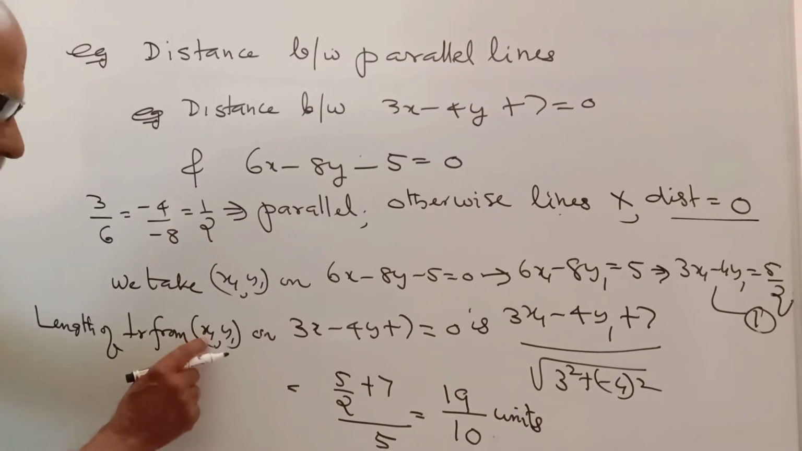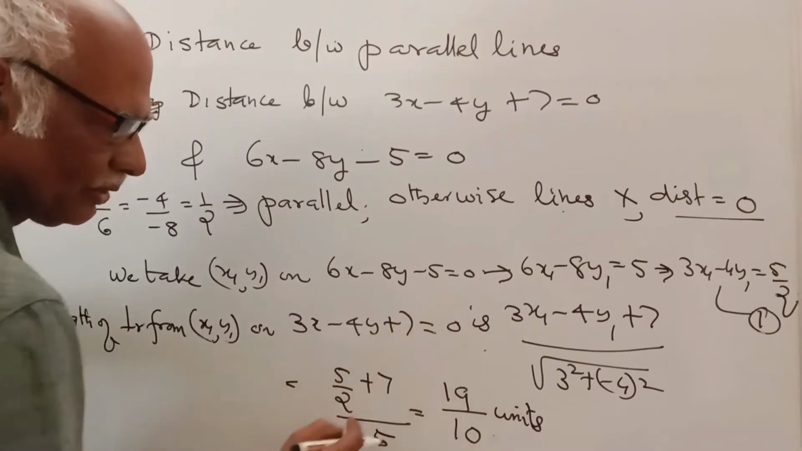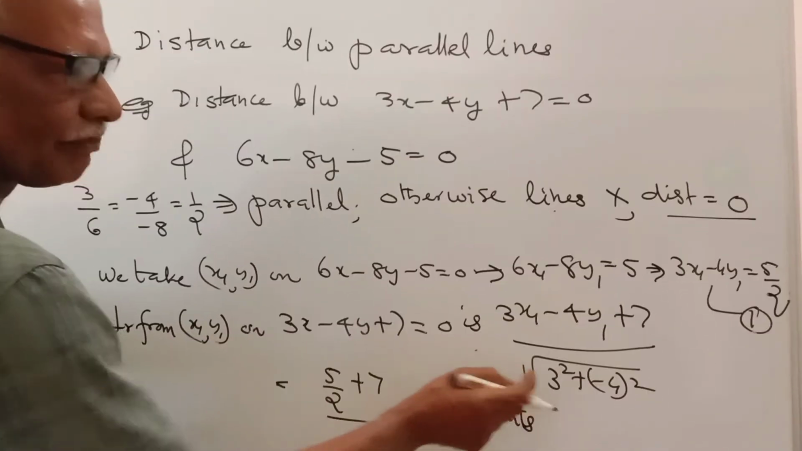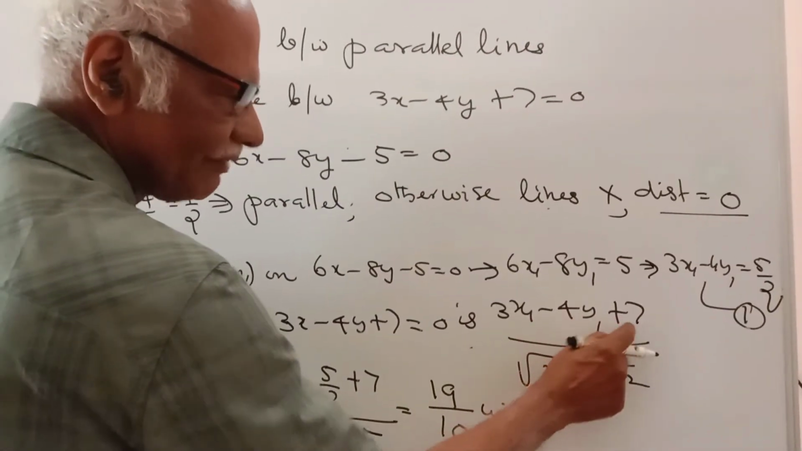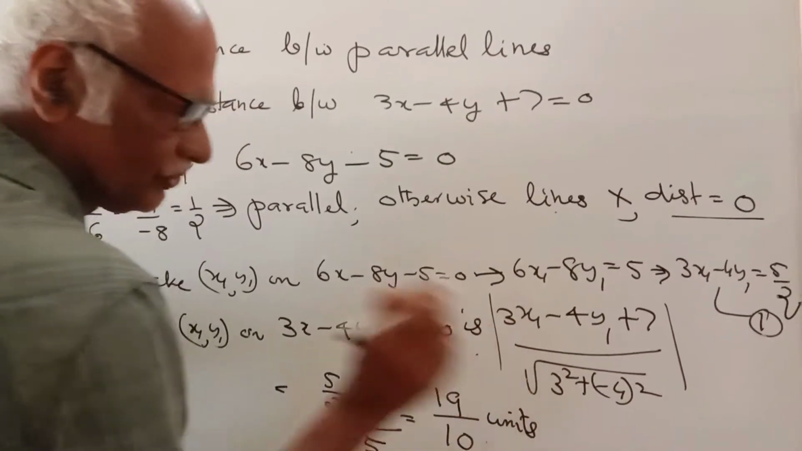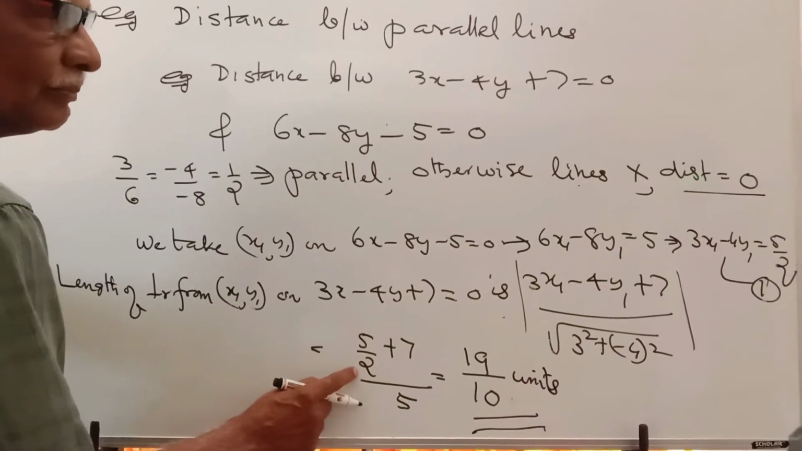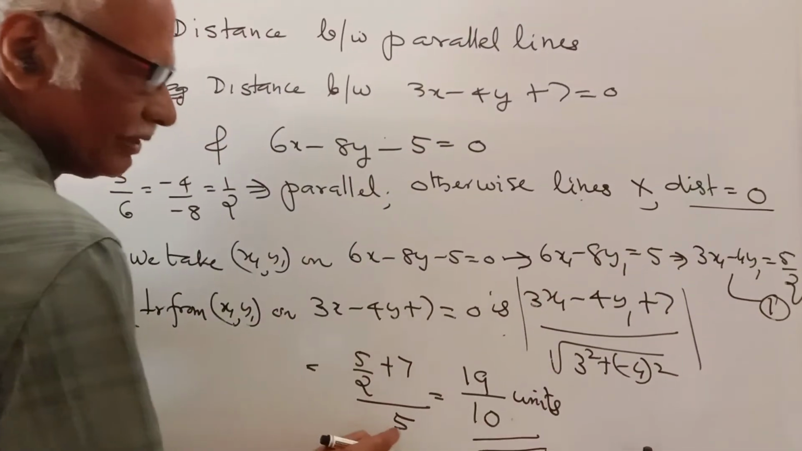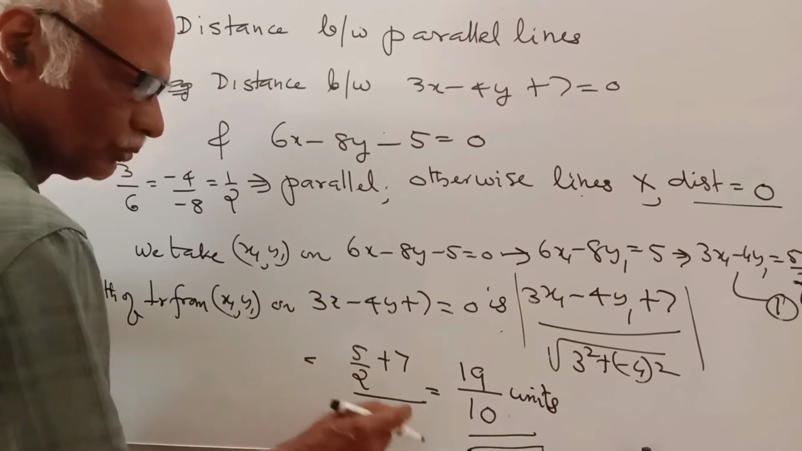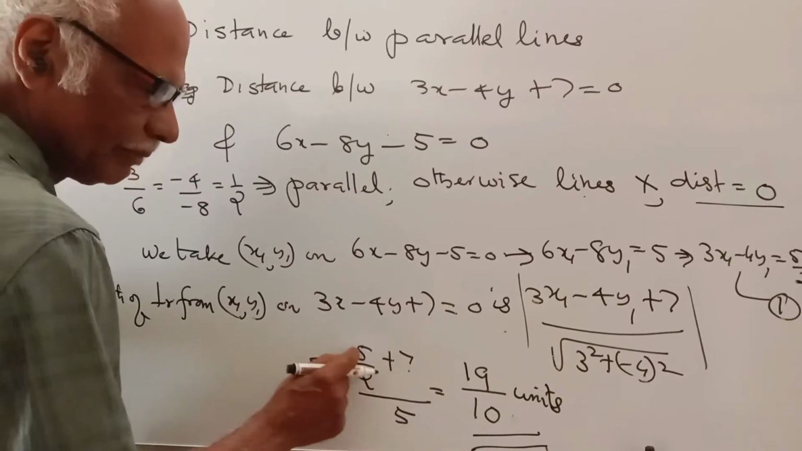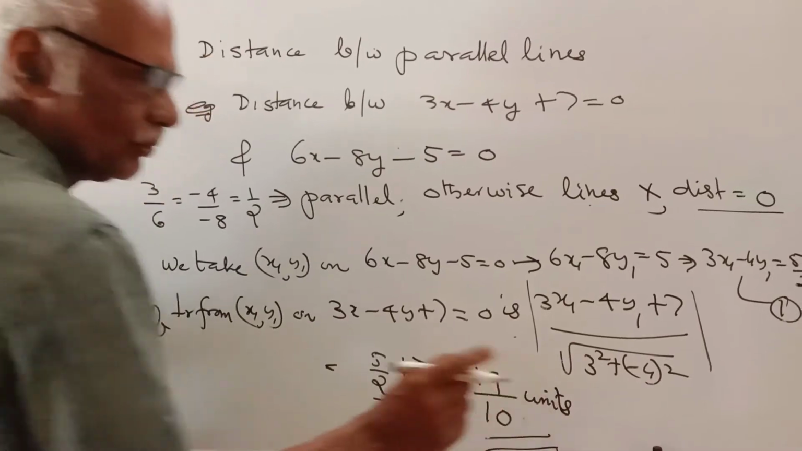You have to put x equals x1, y equals y1, and then remove the 0 and divide by root of 3 squared plus minus 4 squared. So it is 3x1 minus 4y1 plus 7 by root of the magnitude of this. Now, when you put the value of 3x1 minus 4y1, it is 5 by 2, plus 7, divided by root of 25, which is 5. You multiply by 2: 2 into 7 is 14 plus 5 is 19, and 2 into 5 is 10. So the final answer is 19 by 10 units.